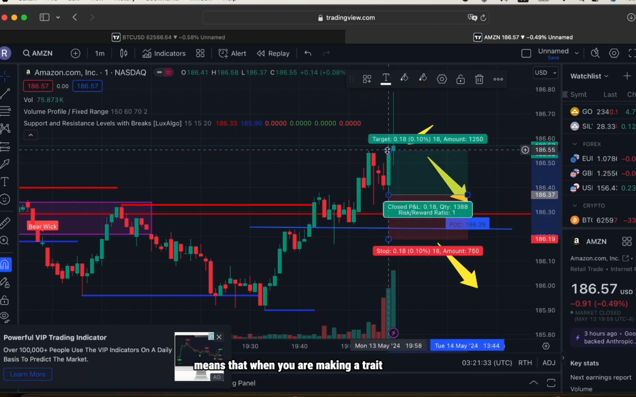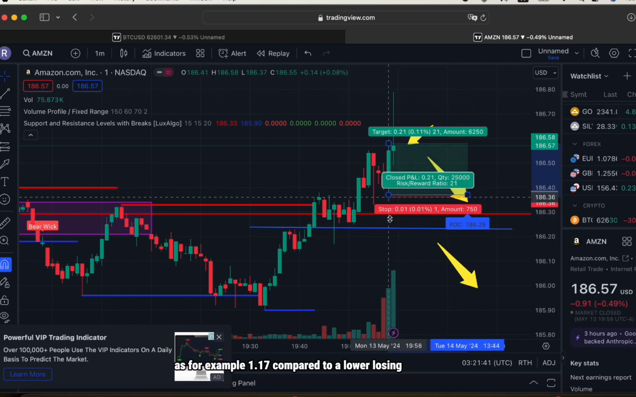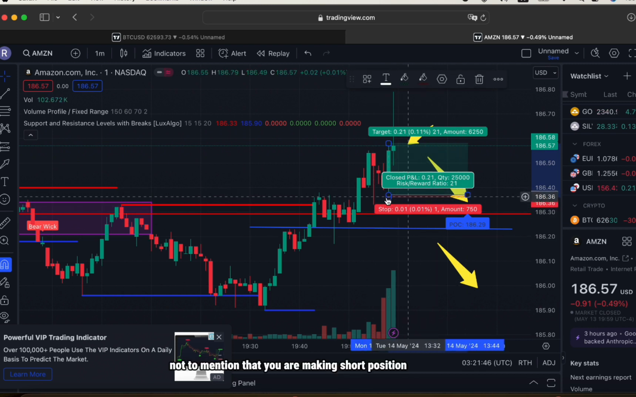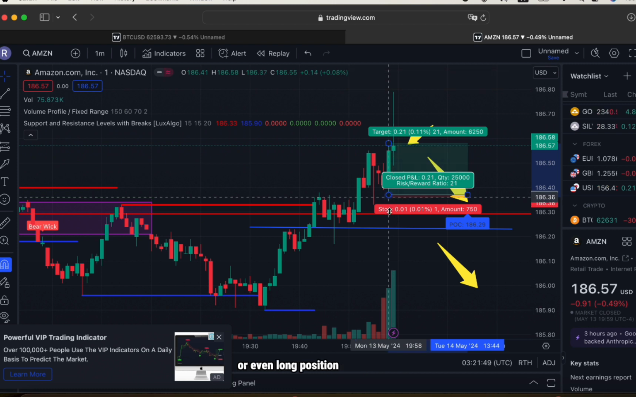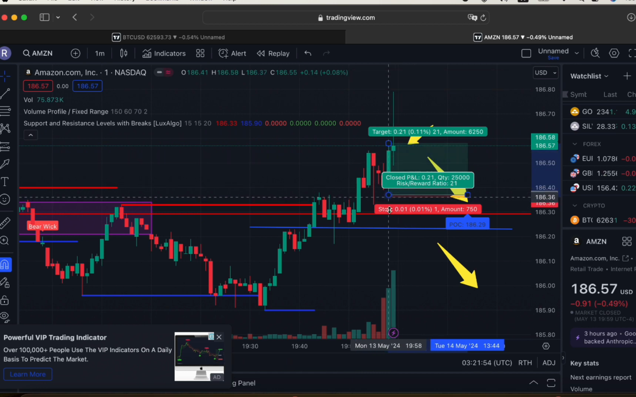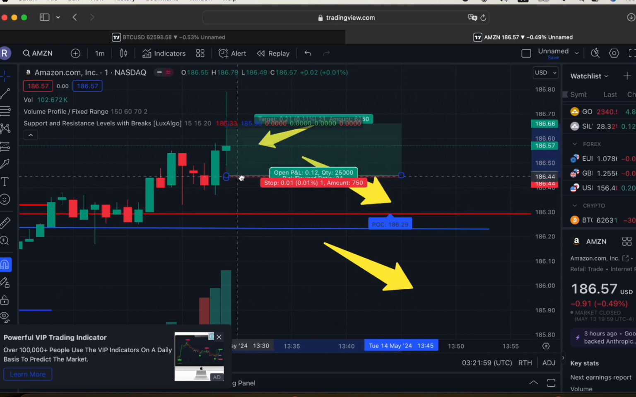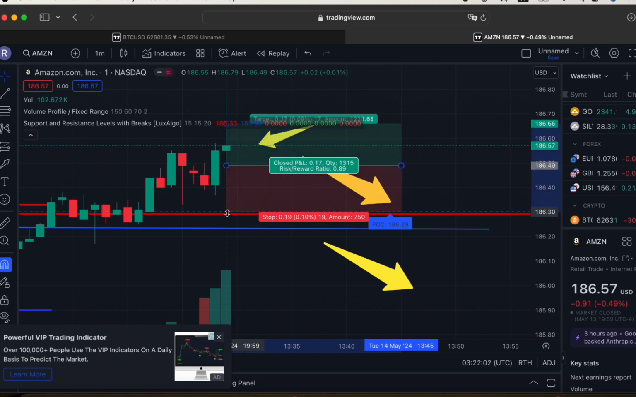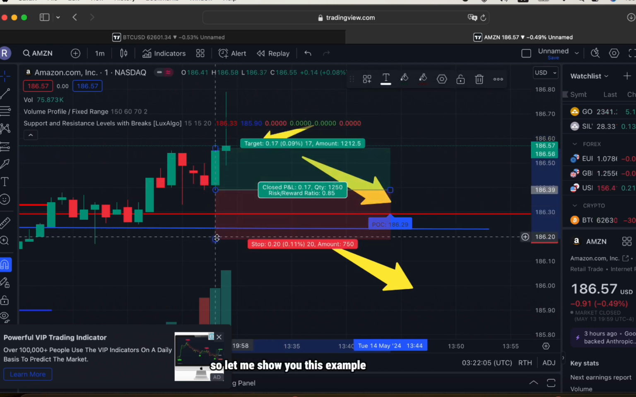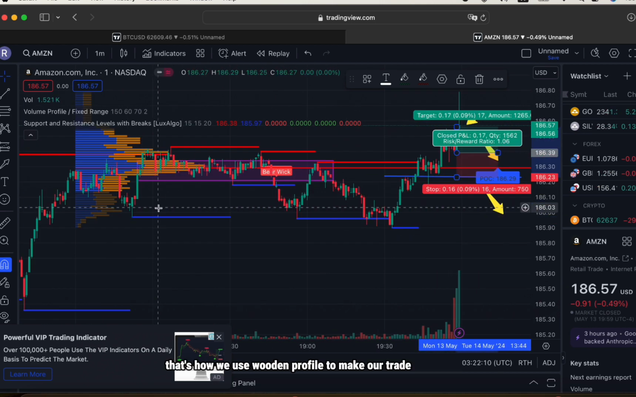When you are making a trade, you need to have a higher risk reward ratio, for example 1.17, compared to a lower losing. Whether you are making a short position or a long position, make sure that the risk reward is high to low. So let me show you this example. Basically, that's how we use volume profile to make our trade.